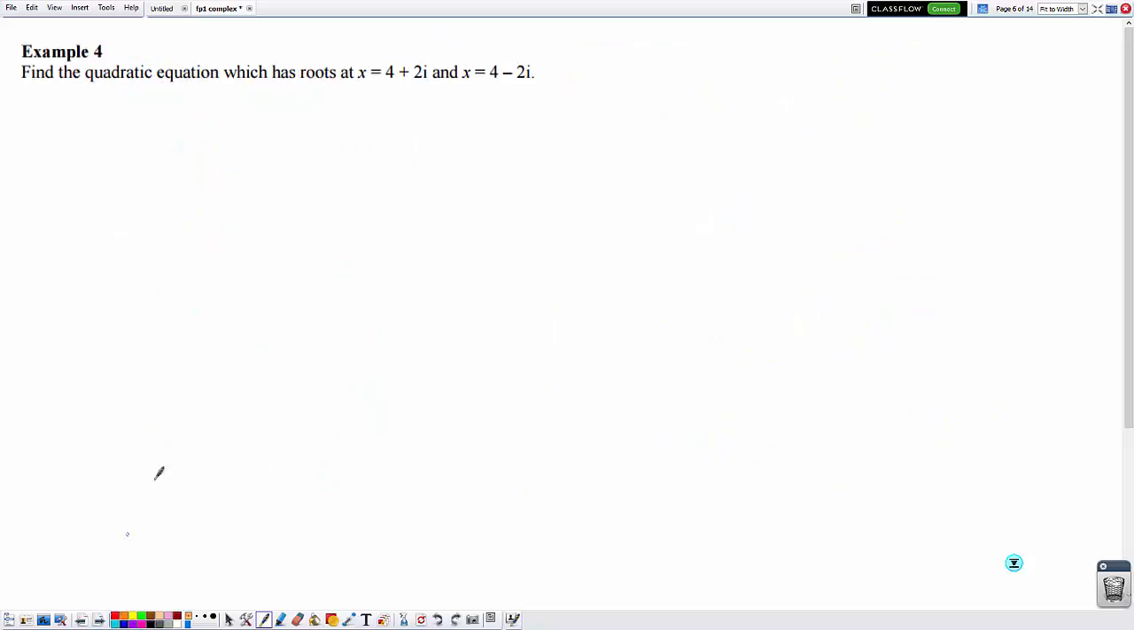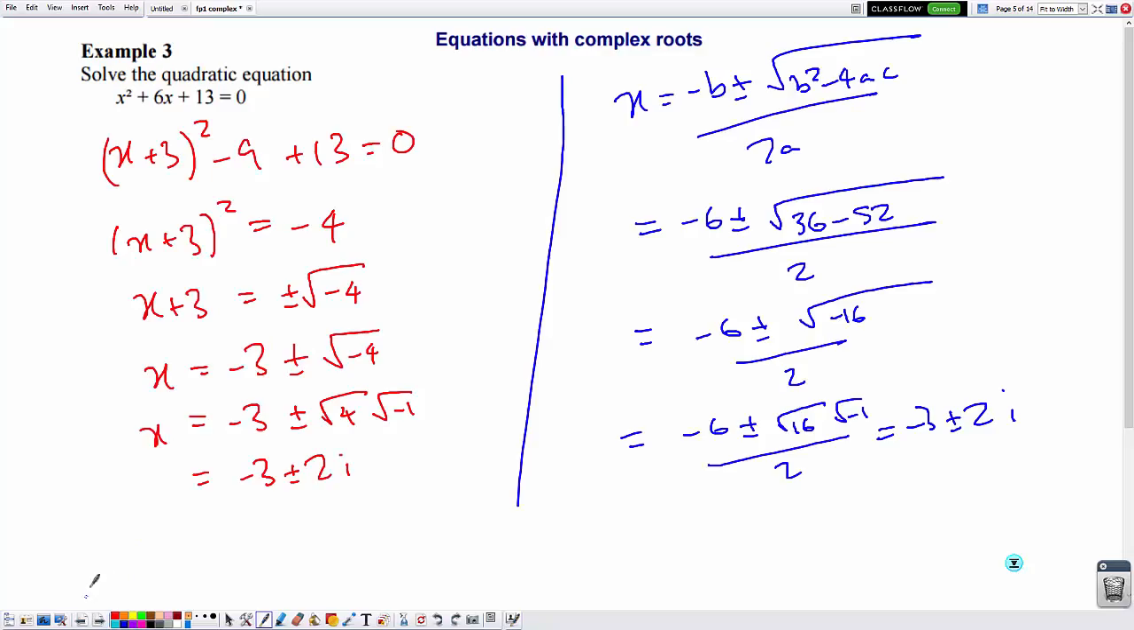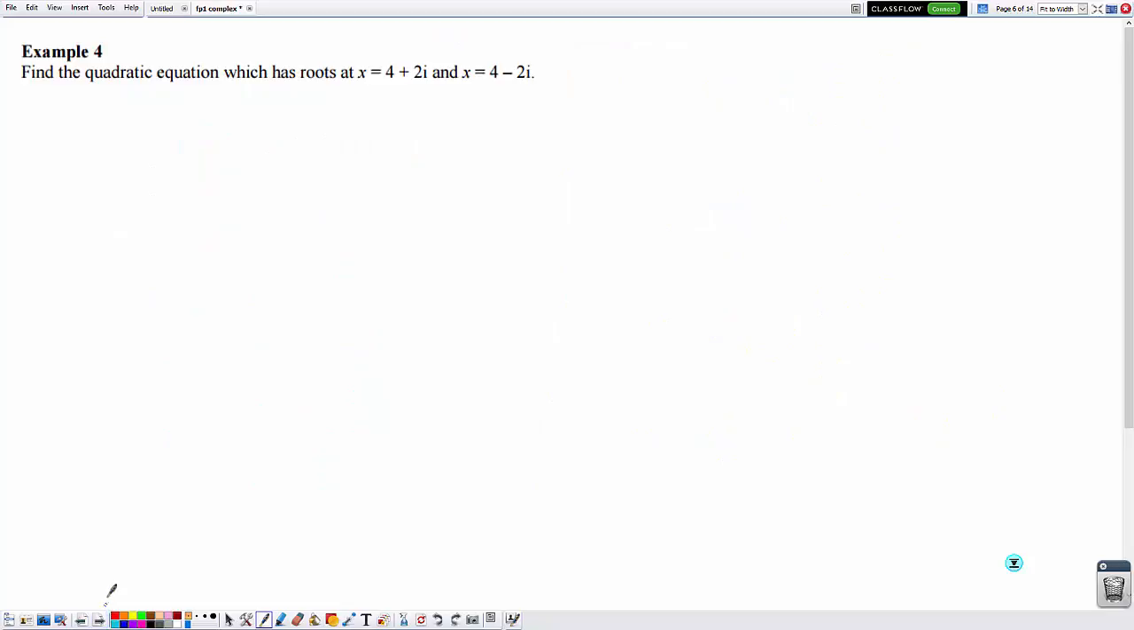Okay, example number 4. Find a quadratic. By the way, these are my two solutions. I've got a quadratic, I've solved it. Example number 4. Find the quadratic equation whose roots are x equals 4 plus 2i and x equals 4 minus 2i. So there are two ways of doing this. One way is just using brackets and multiplying it out. The other way is using the sum of the roots and the product of the roots.